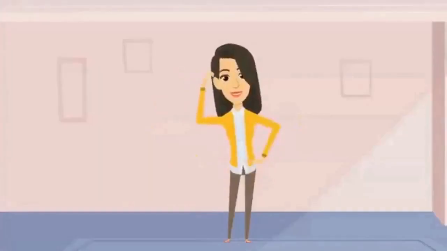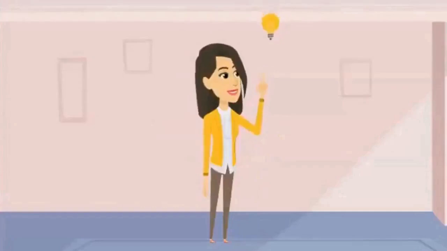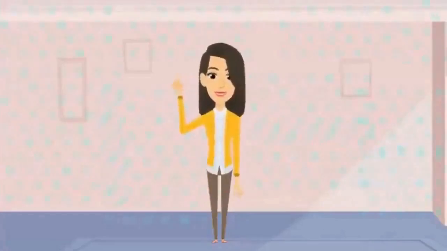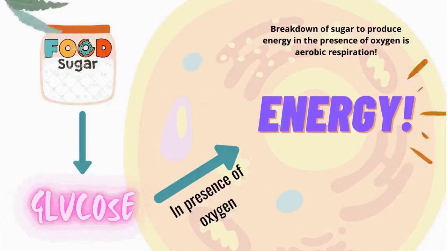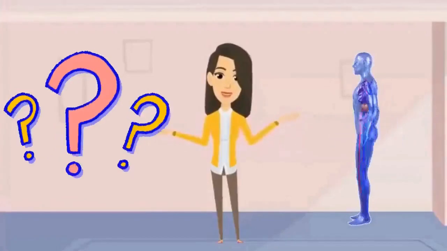But have you ever wondered, why do we need to breathe? Well, how about we take a closer look at our surroundings? We are surrounded by air, and when we breathe, we inhale oxygen, which is important to break down food and thus to produce energy. This is known as aerobic respiration. But how is the oxygen actually absorbed and distributed to various parts of our body?